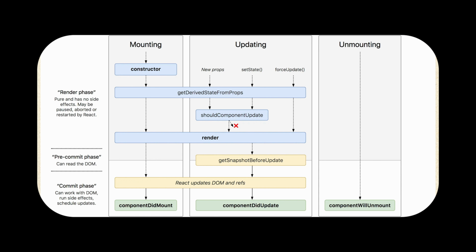The next cycle is updating. It contains 5 methods, as we can see from the scheme. Although there are 2 methods that work in both mounting and updating, getDerivedStateFromProps and render, their functionality is identical for both stages. So there are 3 methods that we need to look at closer: shouldComponentUpdate, getSnapshotBeforeUpdate, and componentDidUpdate.